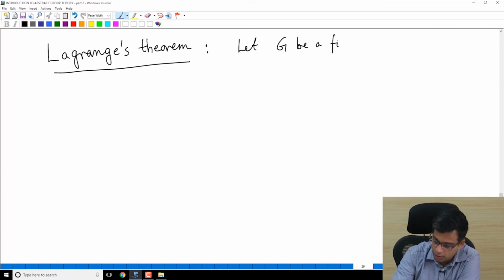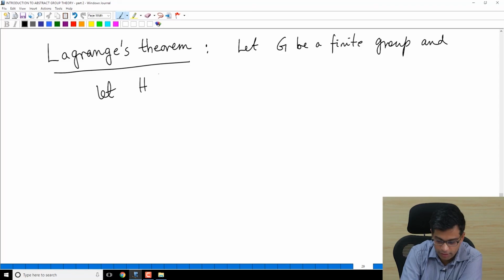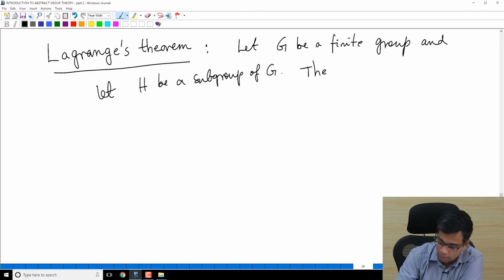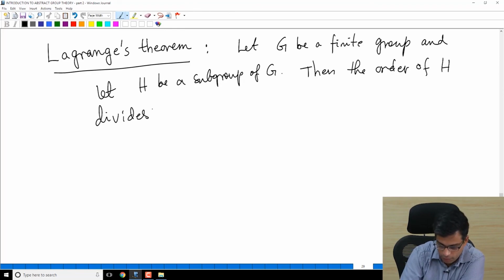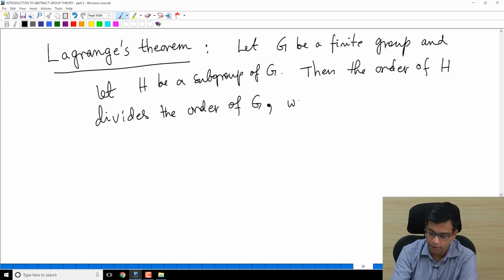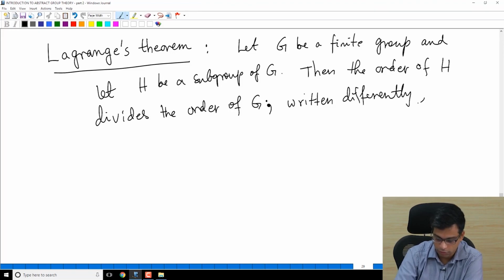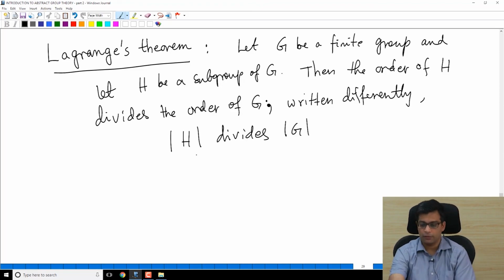So I will record that here. Let G be a finite group and let H be a subgroup of G. Then the order of H divides the order of G. Okay, so written differently, because the symbol for order is this, order of H divides order of G. This is, as I said, a very important theorem in group theory, and it gives you a lot of flexibility in working with groups.